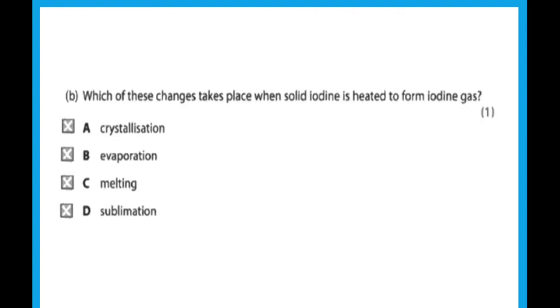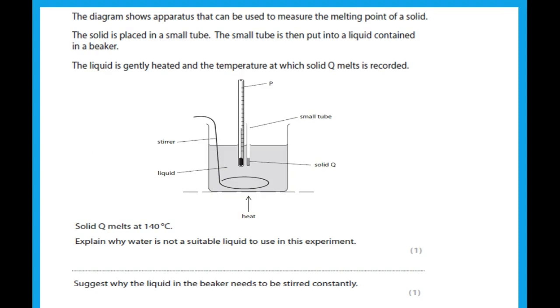Which of these changes takes place when solid iodine is heated to form iodine gas? So we're changing from solid to gas again. Solid to gas is sublimation. Are we all okay with this?